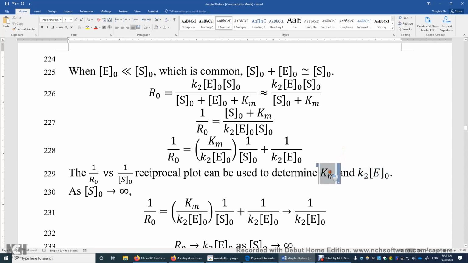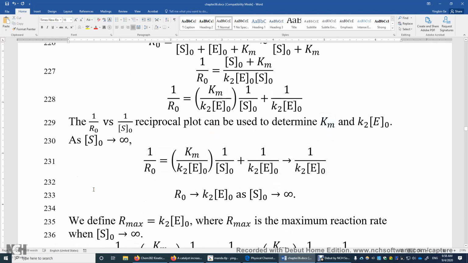Well, I prefer to call this the Michaelis-Menten composite constant. Okay, so what if we use a lot of substrate? Well, in that case, this 1 over S naught approaches 0. So again, if you use a huge amount of S naught, you're going to see this term is negligible. And we have 1 over R naught approaching 1 over K2 E naught. In that case, we have R naught approaching K2 E naught when S naught approaches infinity.